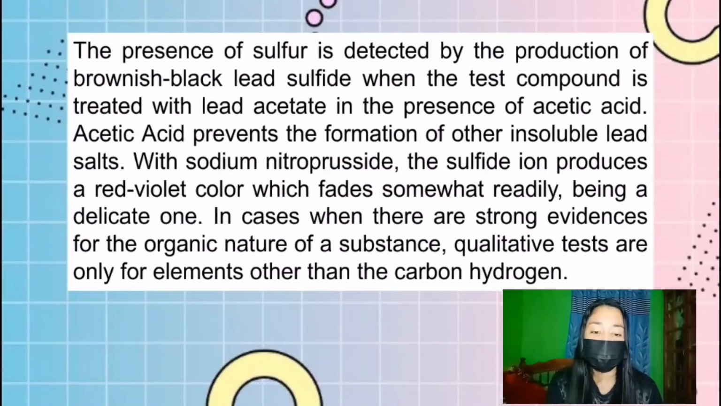The presence of sulfur is detected by the production of brownish-black lead sulfide when the test compound is treated with lead acetate in the presence of acetic acid. Acetic acid prevents the formation of other insoluble lead salts. With sodium nitroprusside, the sulfide ion produces a red-violet color which fades somewhat readily. Qualitative tests are only for elements other than carbon and hydrogen.